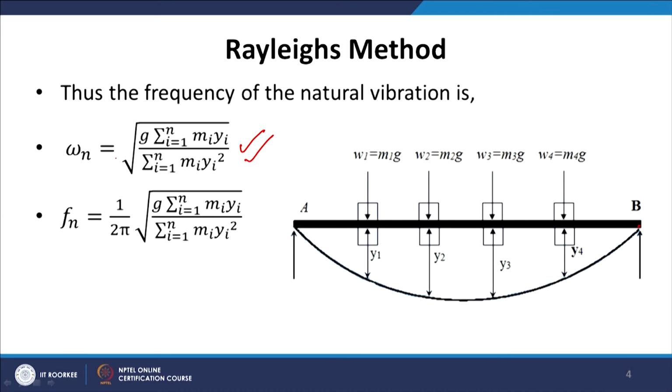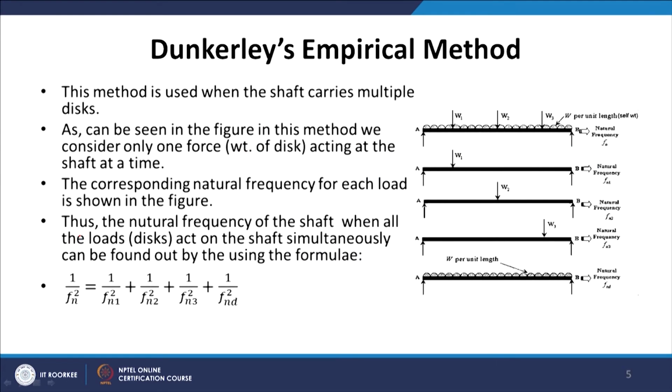So here omega n equal to the square root of g times the summation i equal to 1 to n of m i y i, upon the summation i equal to 1 to n of m i y i square. And we can also find the circular natural frequency. So this Rayleigh method is the second method, and there is another method that is called Dunkley's method.